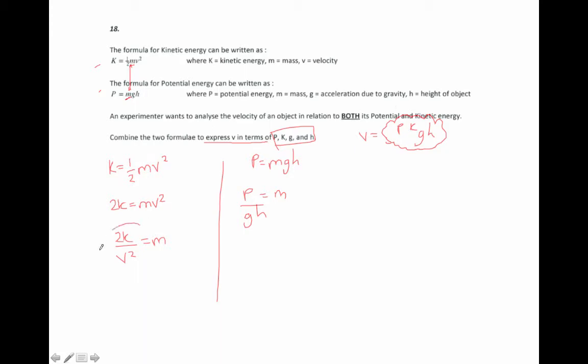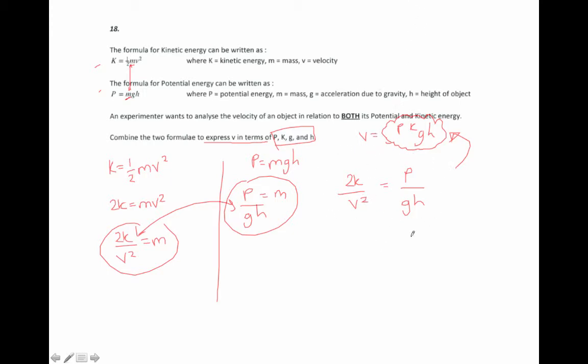Now, if both of these formulas equal m, then we can say that they both equal each other. So instead of putting m equals this, m equals that, I can just say that 2k over v squared is equal to p over gh. So now we've got an equation that doesn't involve m and only involves the letters that it asked us to express in terms of, but we need v to be the subject, so you need to make v the subject of this equation.